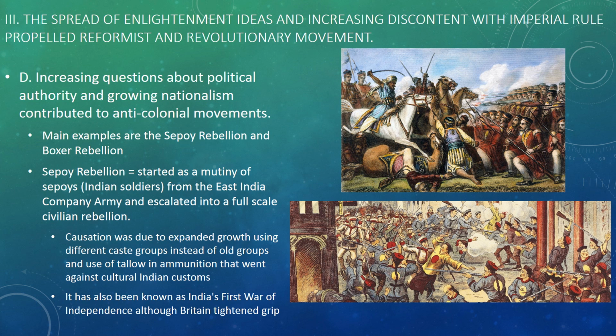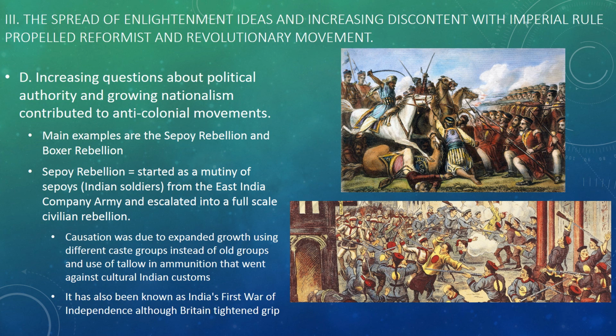The other main reason was the actual British use of tallow when they're doing ammunition, and that tallow was like a grease, and that grease supposedly was made with the fat of beef. And so obviously, that being a sacred animal to Hindus, that's going to be a big no-no, and that's one of the reasons why they're going to eventually rebel.